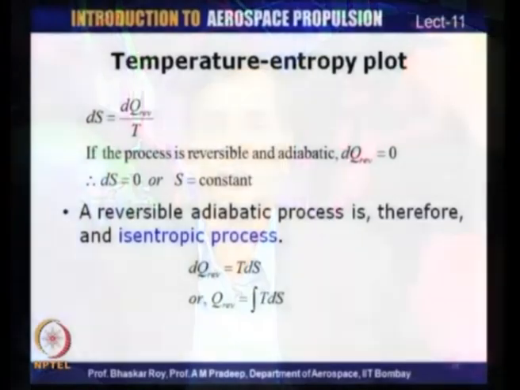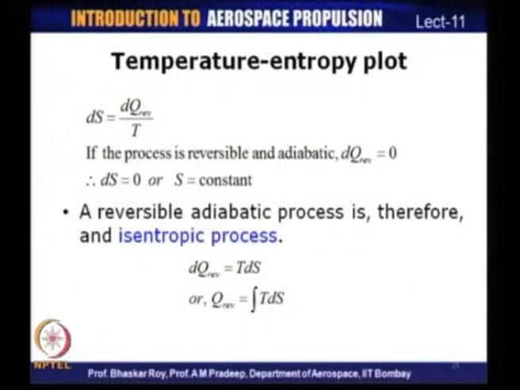So, a process in which entropy is a constant is known as an isentropic process, and so dq reversible is also expressed as T times dS. The integral of T dS is equal to the heat transfer q reversible. So, heat transfer q reversible is the integral of T dS.